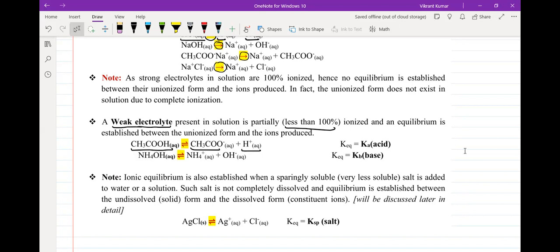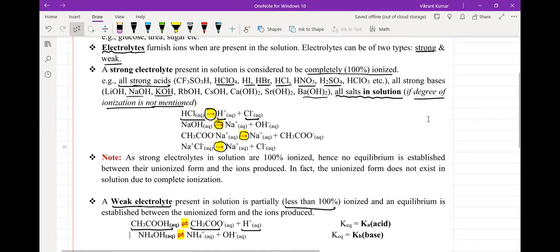So now, what I was saying is that for these types of electrolytes, any acid which is not strong will be a weak acid. Any base which is not strong will be a weak base. All the salts were by default considered to be strong electrolytes, so we will always take salts as strong if the degree of ionization has not been mentioned. That's why I gave an example of a weak acid. This is a weak acid.